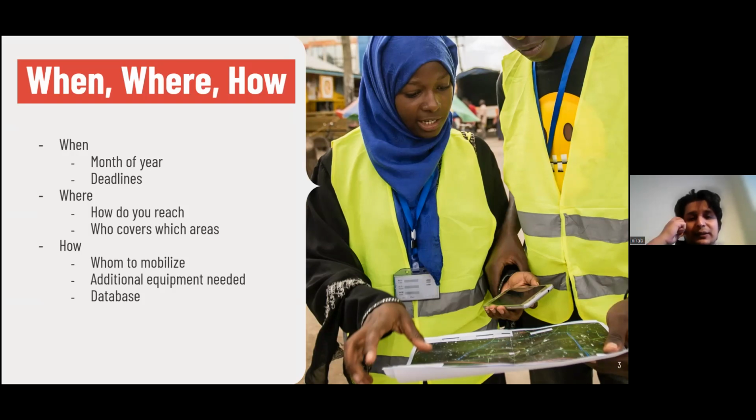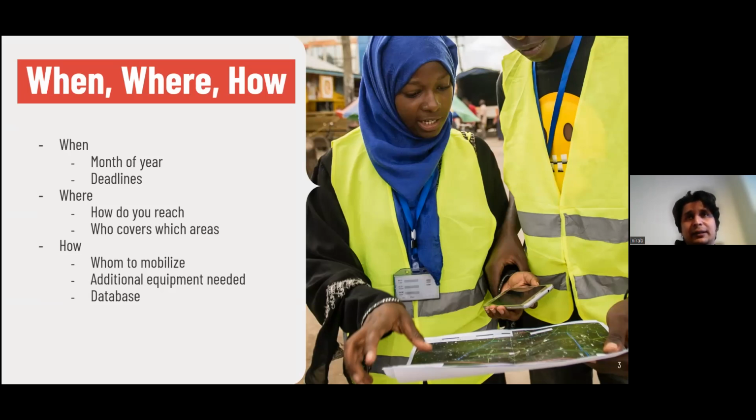And another thing is where. In where, one is how you are going to reach these areas. Are they reachable by transport, do you have to walk, and if you have to walk, how much do you have to walk? And then there is coordination between surveyors, the enumerators, when they go there and start collecting data: who will be responsible for collecting what data, which areas will they be covering. Those kinds of things you need to develop clarity on.